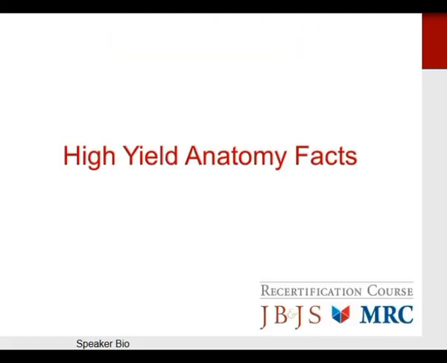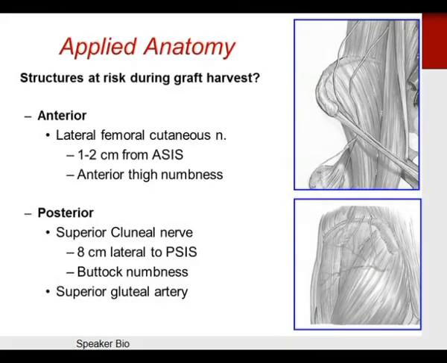Let's cover some high-yield facts just to finish up. When looking at the applied anatomy for bone graft harvest, remember that anterior bone graft harvest places the lateral femoral cutaneous nerve at risk. This sits 1 to 2 centimeters from the anterior superior iliac spine. An injury to that will result in anterior thigh numbness. In a posterior approach for bone graft, the superior cluneal nerve is at risk. This lies 8 centimeters lateral to the PSIS, the posterior superior iliac spine, and can result in buttock numbness. The superior gluteal artery is also at risk in the posterior approach to the iliac crest.